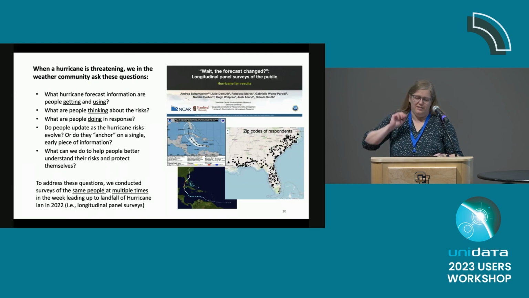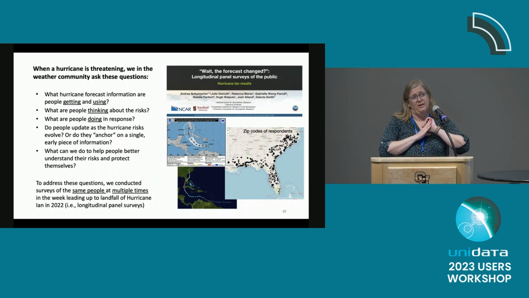And so the idea here was to address these questions, we really needed something that we call longitudinal data. And we went a little bit further and looked at longitudinal panel data. So the longitudinal piece is through time. And so we collected surveys. We used the same survey instrument 3 times prior to a hurricane landfall within a 5-day period.